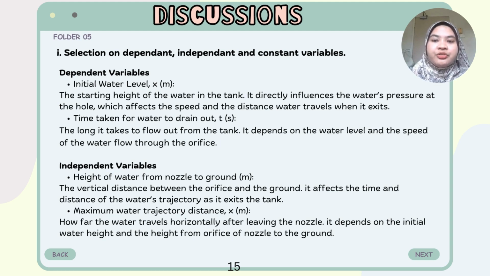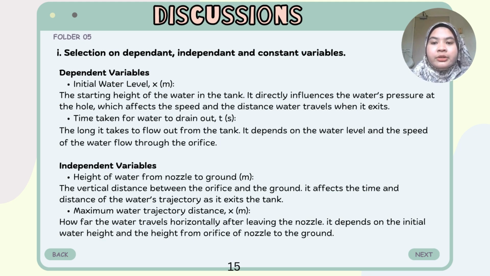For the discussion of the experiment, question number 1 is about the selection of dependent, independent, and constant variables. For the dependent variable, the first one is the initial water level, which is the starting height of the water in the tank. It directly affects the water pressure at the hole, which affects the speed and the distance the water travels when it exits. The second one is the time taken for water to drain out. How long it takes to flow out of the tank depends on the water level and the speed of the water flowing through the orifice.